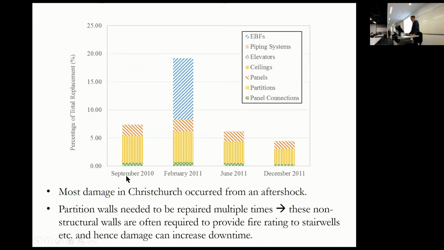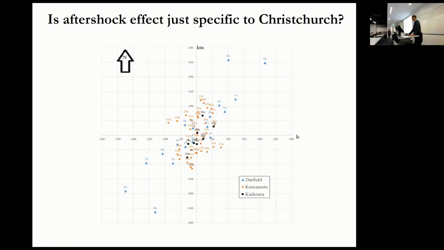We expect they needed to repair these partition walls multiple times. And as I said before, the fire rating could be important, acoustic, generally just visual is also not nice for people to have to live with. So what we asked ourselves though is we said, is this just specific to Christchurch? Okay. Obviously Christchurch was very unlucky. Right, we were in the wrong place at the wrong time.